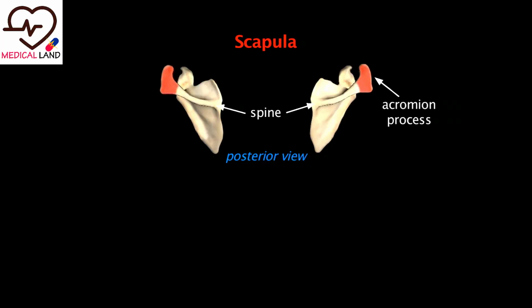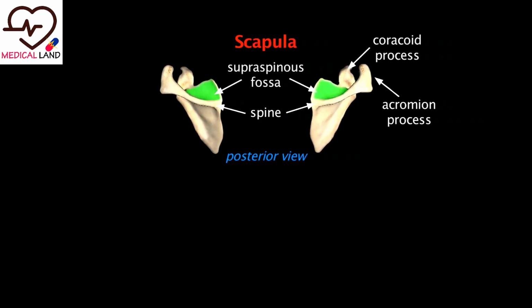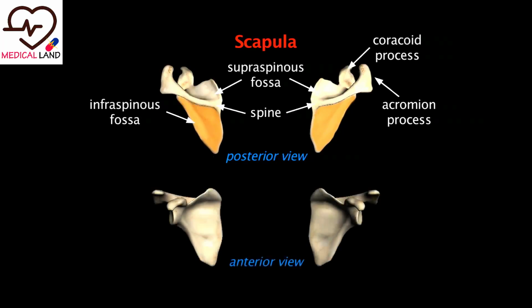clavicle. Just anterior to the acromion process is another process called the coracoid process that helps to stabilize the shoulder joint. Above the scapular spine is an indentation called the supraspinous fossa. Below it is another called the infraspinous fossa, and here on the anterior surface of the scapula is the subscapular fossa. All of these are attachment sites for muscles of the rotator cuff.